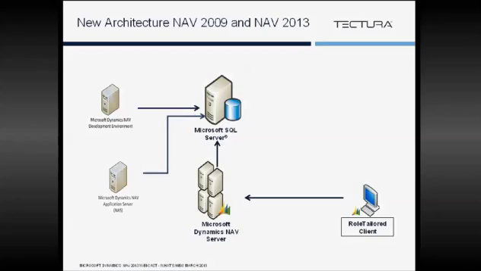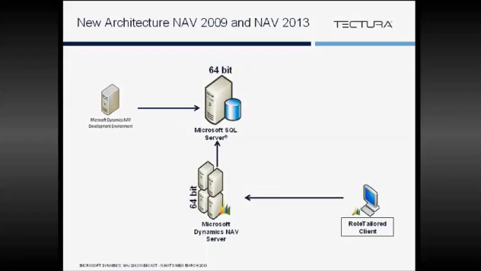Another change is the Navision application server is now gone. It's no longer separate, and that runs through the NAV service tier, so the middle tier. Another change, Microsoft SQL Server and the middle tier are now 64-bit. Now 64-bit allows better memory utilization, which means things are speeded up quite significantly by using 64-bit.